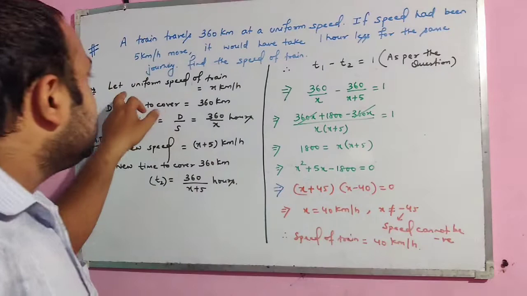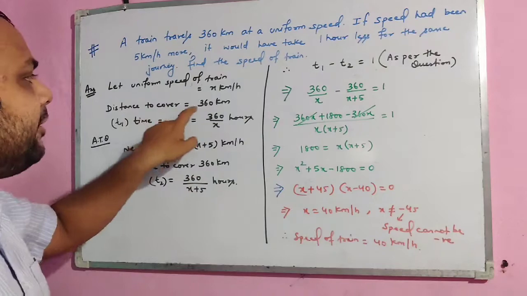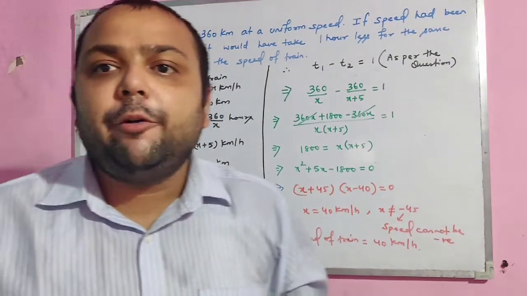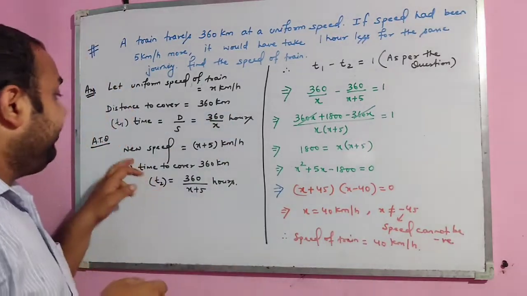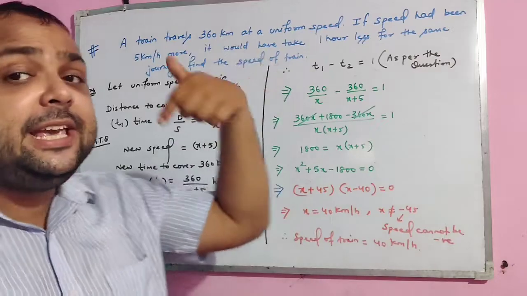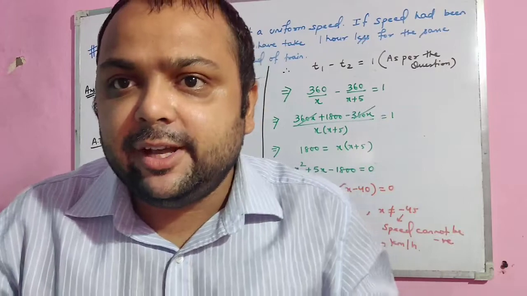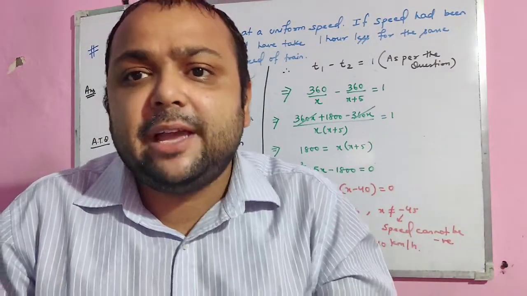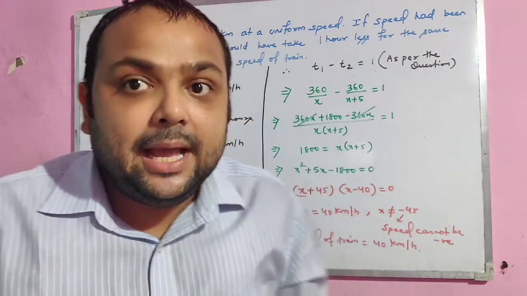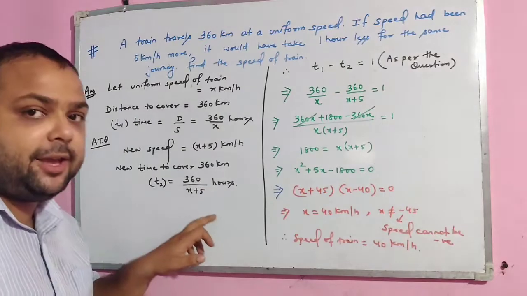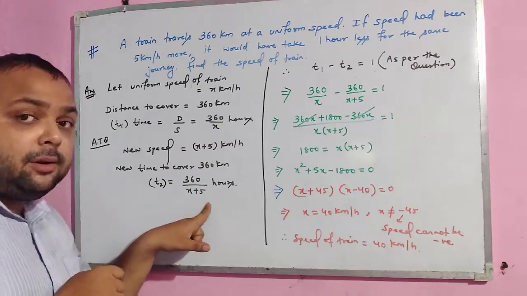So let the uniform speed of the train be x km per hour. Then the distance to cover is 360 km. So according to the formula of time, distance by speed, we get 360 by x. Now, if the new speed is x plus 5, since it is increasing, then the time taken is 360 divided by x plus 5. If it were decreasing, that is x minus 5 or x minus 3, whatever the value is decreasing. If it is increasing, we just add it. Now, we are seeing both. This is greater and this is smaller.